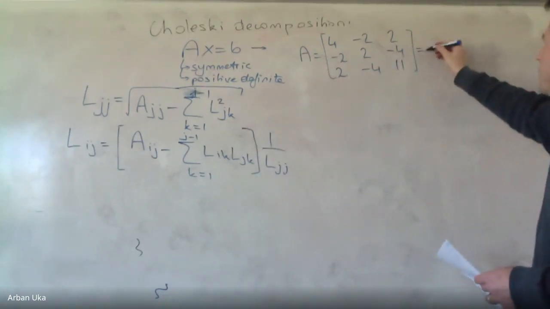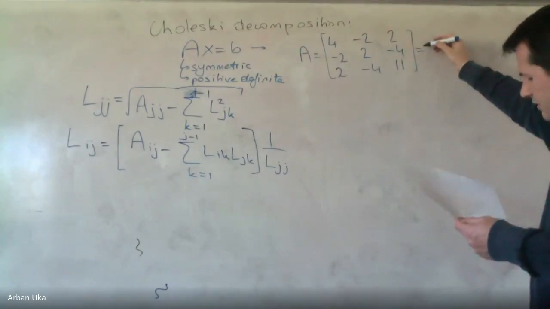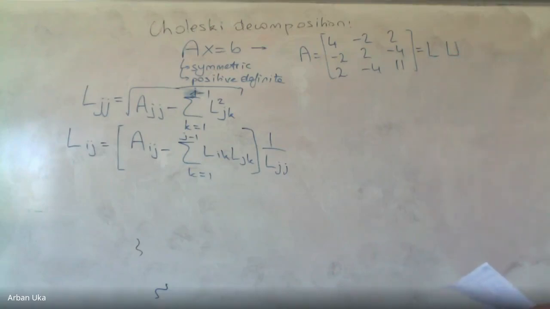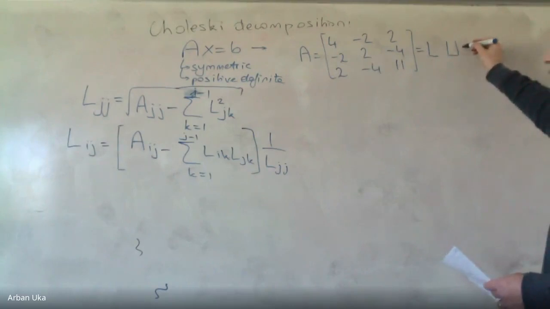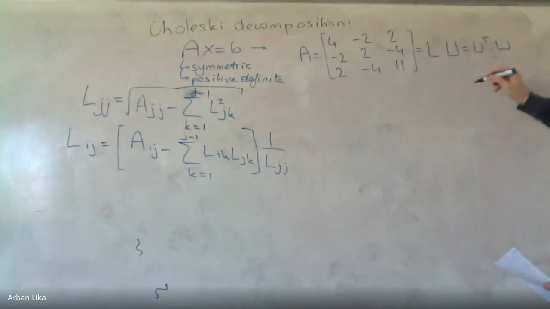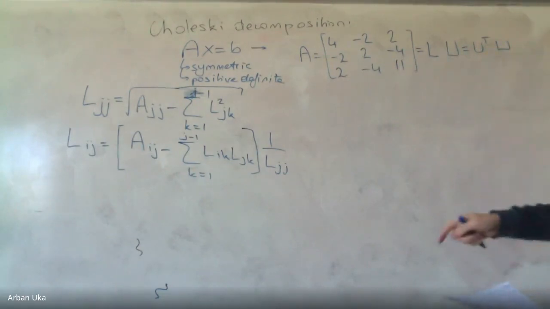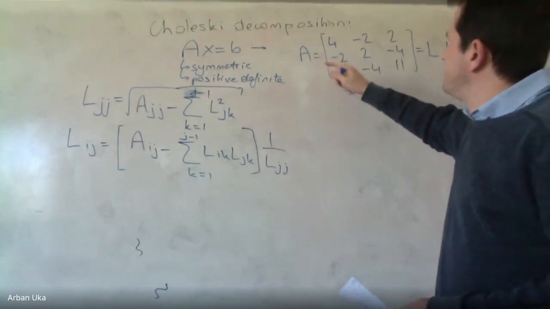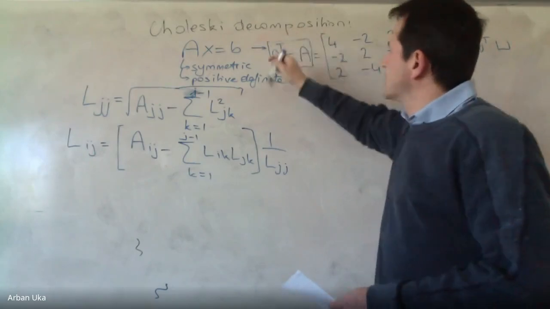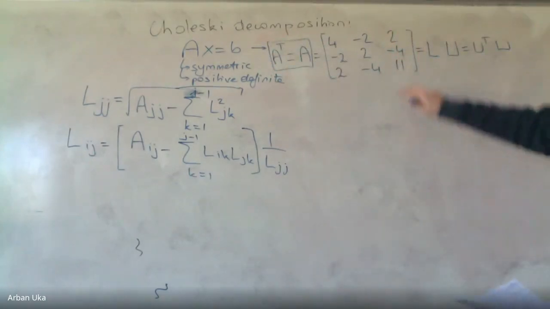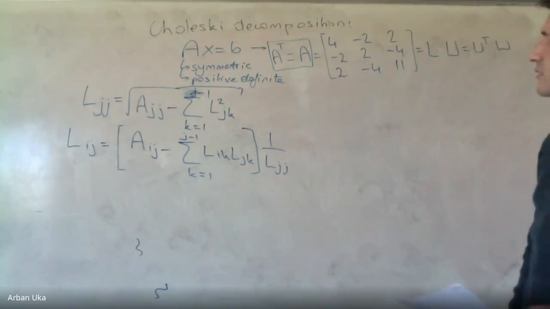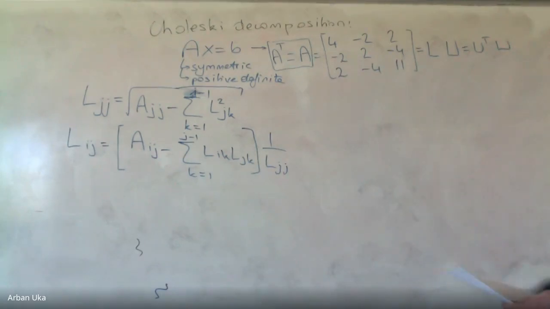So this A, we want to write as a product of a lower triangular matrix and an upper triangular matrix, but these two are transposes of each other. So we can write this as U transpose times U. Let me also add that A transpose is equal to A, because this is a symmetric matrix. This means that the elements symmetric with respect to the diagonal of the matrix are equal. So now, let's try to get all these terms.